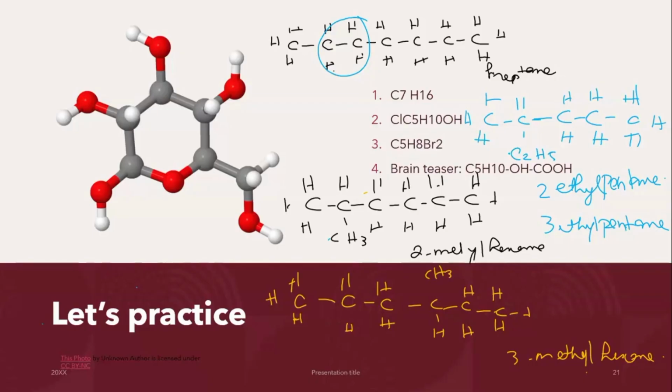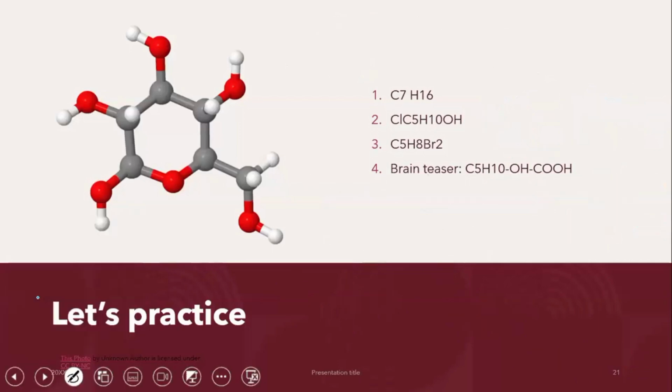So 2 options you guys always have. 1, make a branch. Number 2, change the position of it. Change the position of the branch, change the position of the functional group. Lots of options that you guys have.